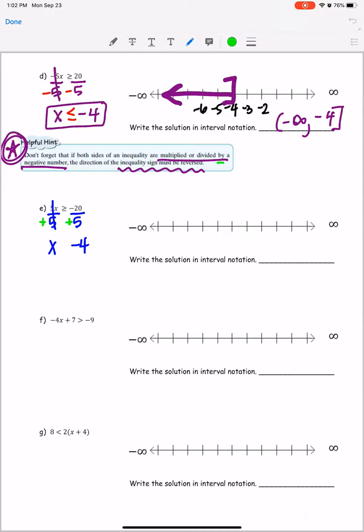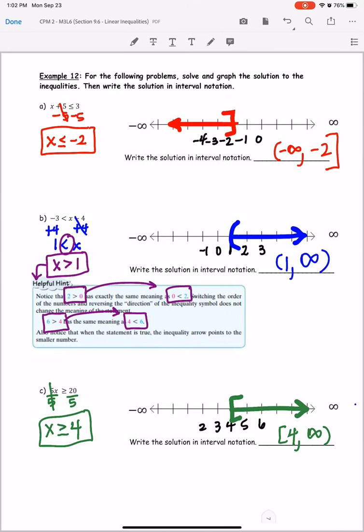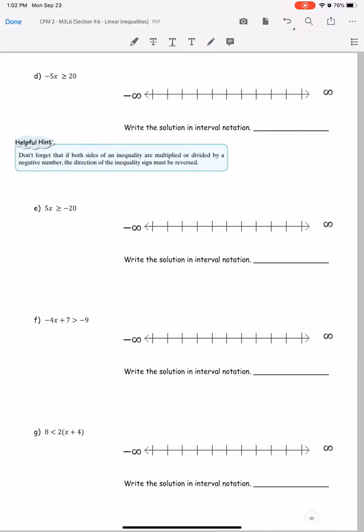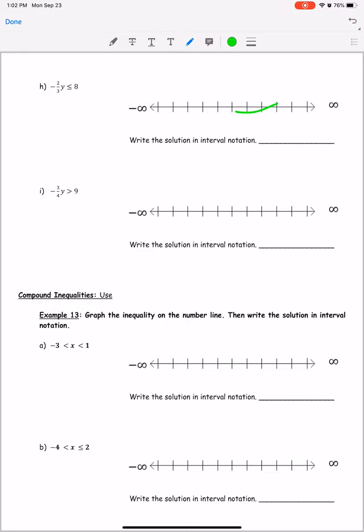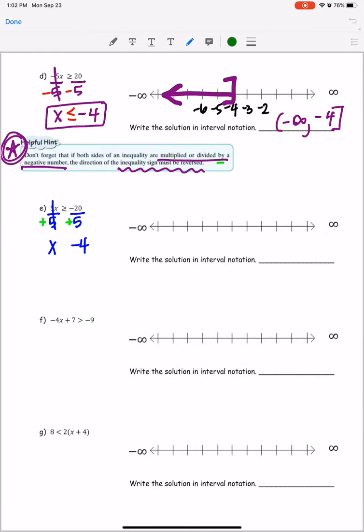So because I am dividing by a positive 5, just like I did right here, you don't change the symbol. This symbol here stays exactly the way it was. It doesn't matter that this is negative. I'm dividing by a positive number.